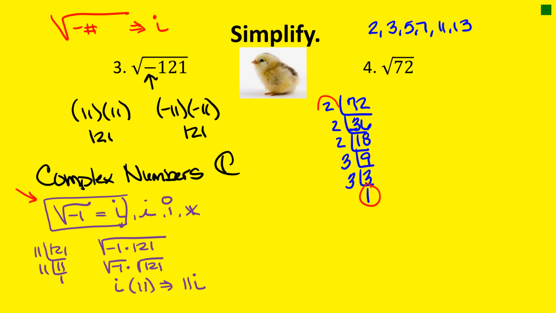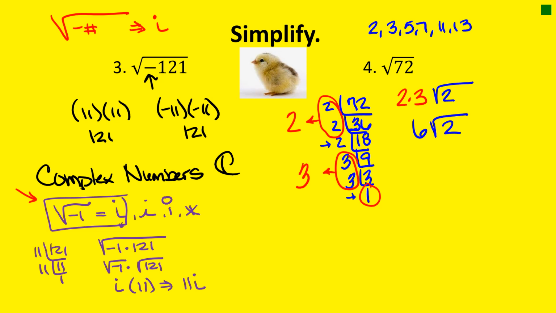We're looking for perfect squares, so 2 times 2 is 4. The square root of 4 is 2. 3 times 3 is 9. The square root of 9 is 3. So we had 2 perfect squares in there. 2 times 3 were our perfect squares that made it out. And what did we have left? We had this 2, and you can include the 1, but I'm not going to. It's just 2. So the square root of 72 simplifies to 6 times the square root of 2.